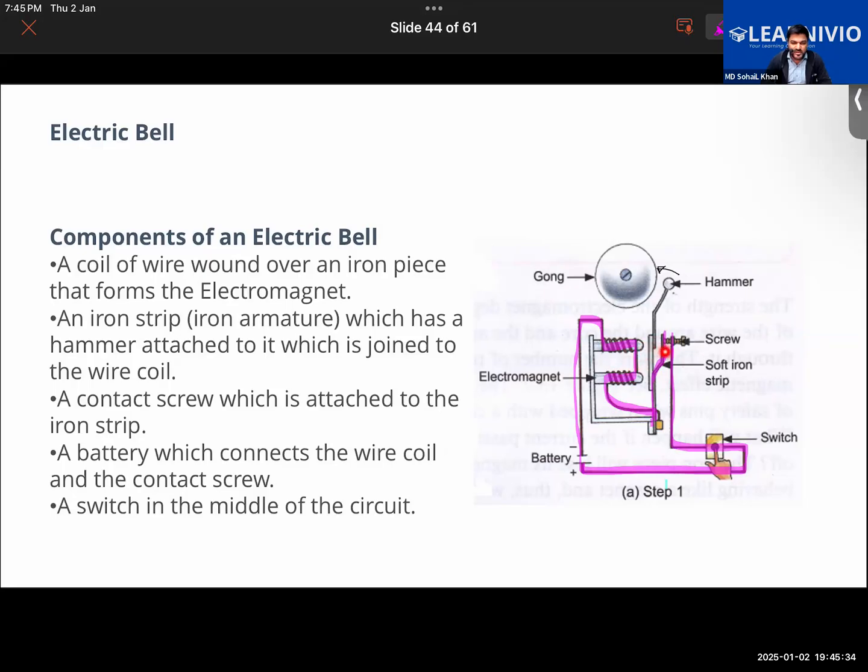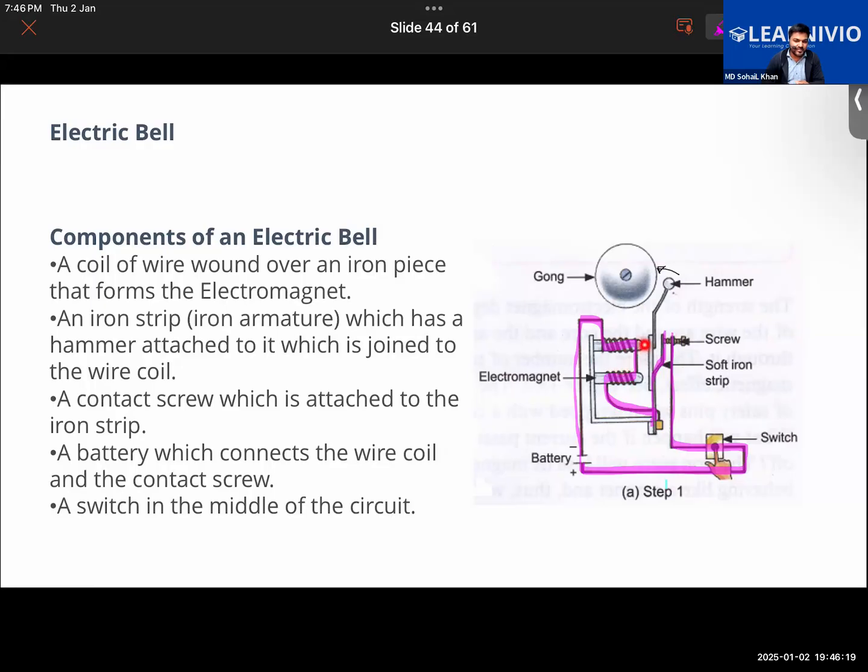So what will happen then? As soon as the circuit is broken, will the current still flow if the circuit is open? No. So if this is not getting any electricity, it will stop behaving as an electromagnet, right? And hence it will no longer pull the iron strip towards it. So the iron strip will fall back. While it is falling back, it will again come in contact with this screw, and hence the circuit will again be completed.